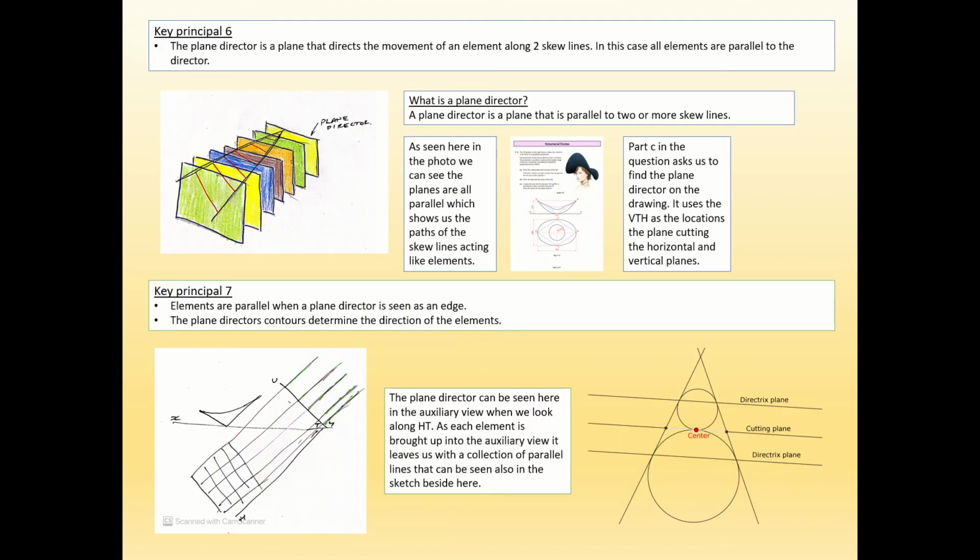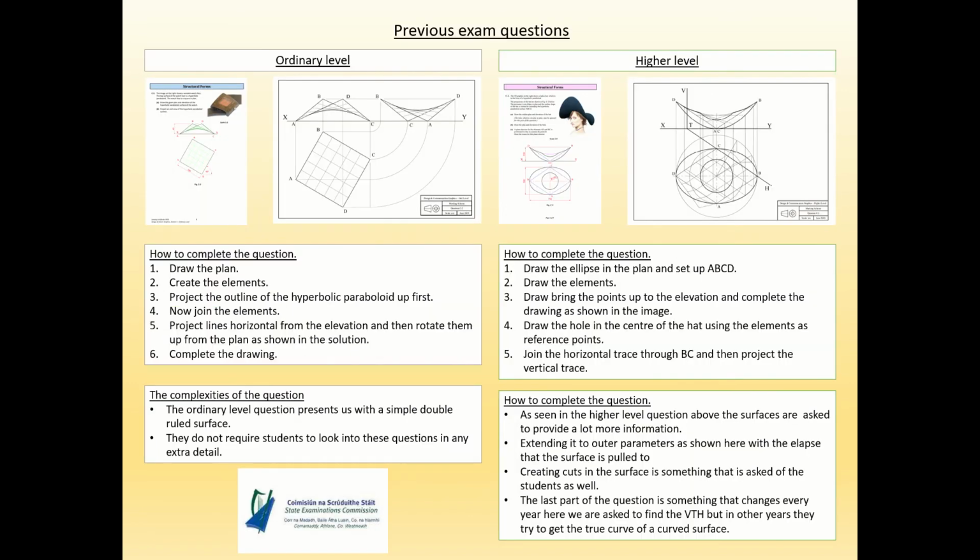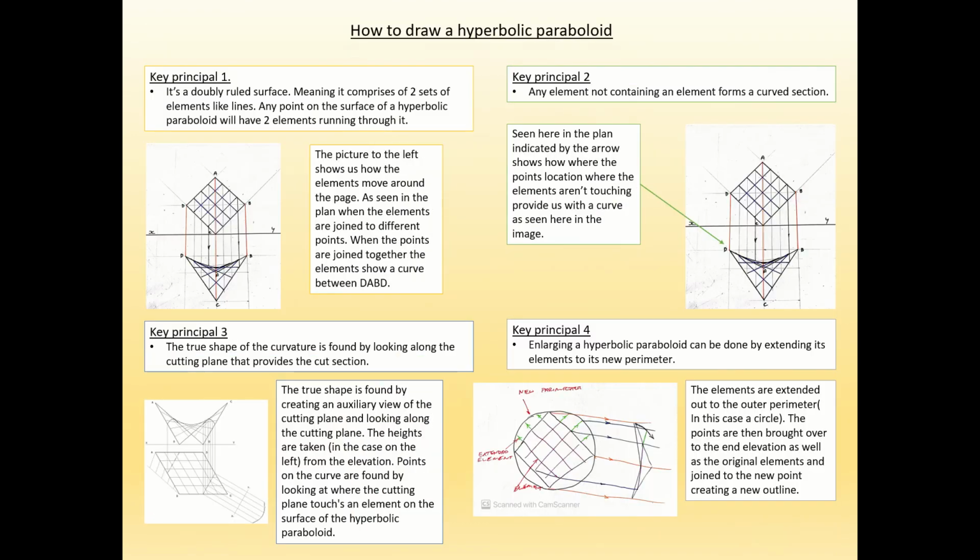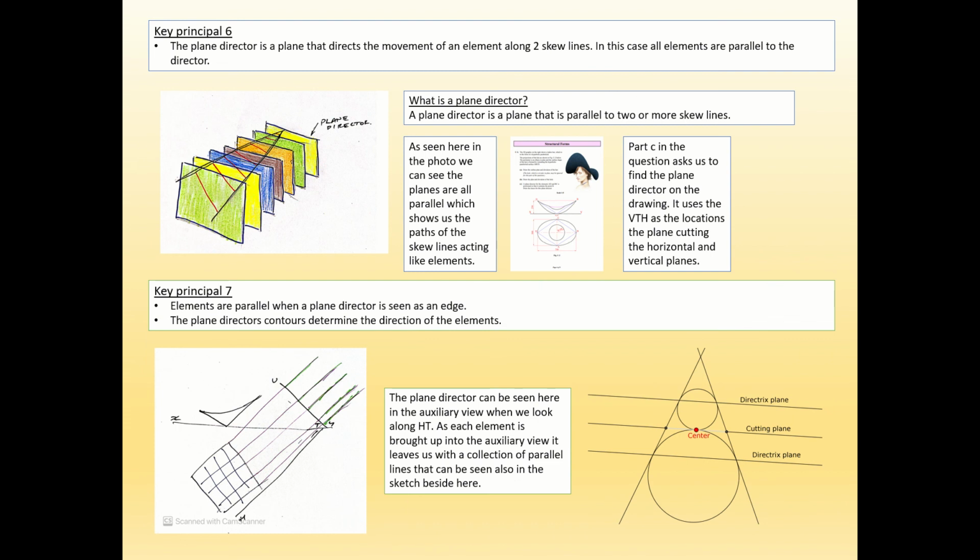Then we're looking at the plane director for key principles 6 and 7, and what is that? It's a plane that you get by looking along the outside of the elements, and then bringing up your VT, or sorry, your HT, to find that. So that's the breakdown of all the different key principles. And I looked at previous exam questions of where the students will be going, and related back to how they relate to the different key principles that we have here and what goes on in them.